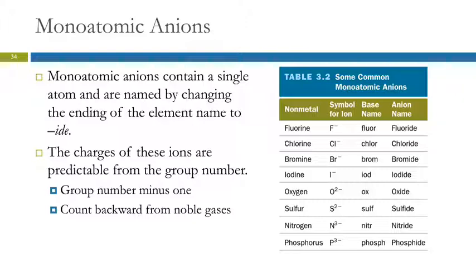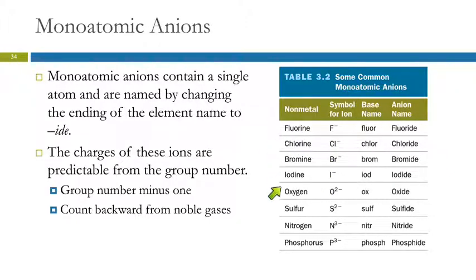Then we have to look at the anions, because the name is the name of the metal ion followed by the name of the nonmetal ion. So monoatomic ions, that means a single atom. So these are anions that just have one atom in them. So the nonmetals can make these ions, fluorine, chlorine, etc. The charge is predictable from the position on the periodic table.